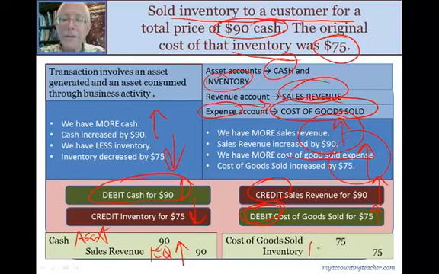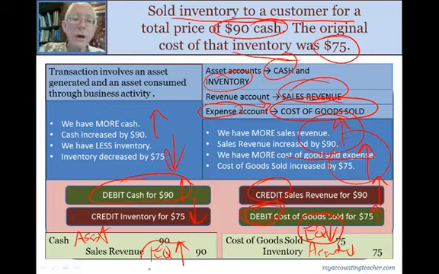Our asset inventory went down. So inventory goes down. That's shown with a credit. And why did that inventory go away? Well, that was consumed in doing business. That's an expense. Expenses are equity accounts. More expenses mean less equity. So the reason we're debiting cost of goods sold is we're showing that our equity went down. Revenues cause equity to go up, so they're credits. Expenses cause equity to go down, so they're debits.